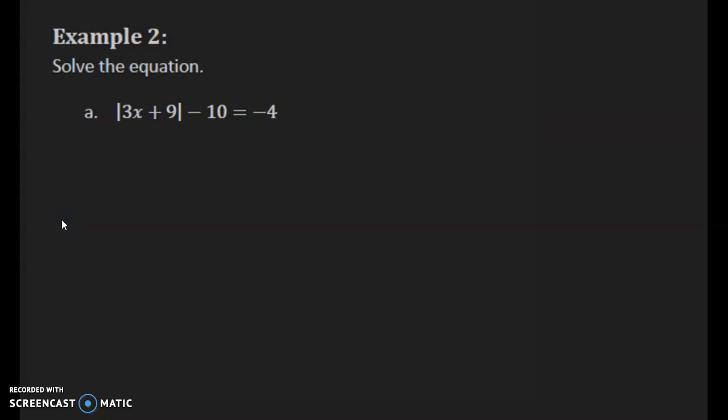We're now going to look at a more advanced absolute value problem. What makes this more advanced is that the absolute value right here is not all by itself on its own side of the equal sign. It has this -10. So let me just go ahead and show you.